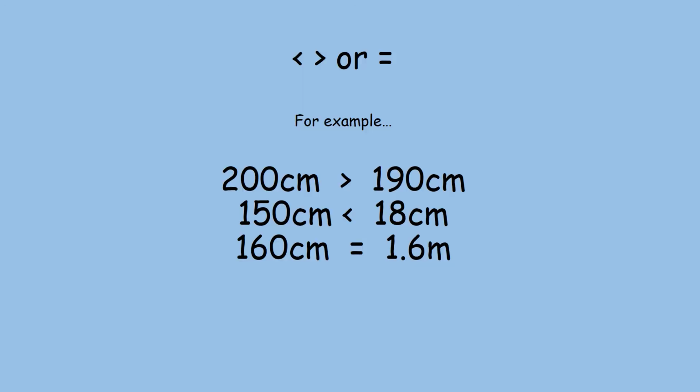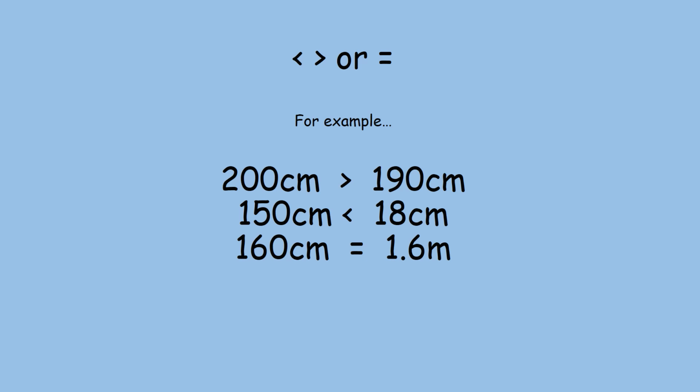For example, if I had a 200 centimetres measurement and 190 centimetres measurement, I know that 200 is greater than 190. So my crocodile mouth faces the 200. If I had 150 centimetres and I had an 18 centimetres, they're very different to each other. That one, in fact, should say 180. There should be a 0 here. This one is, in fact, incorrect.